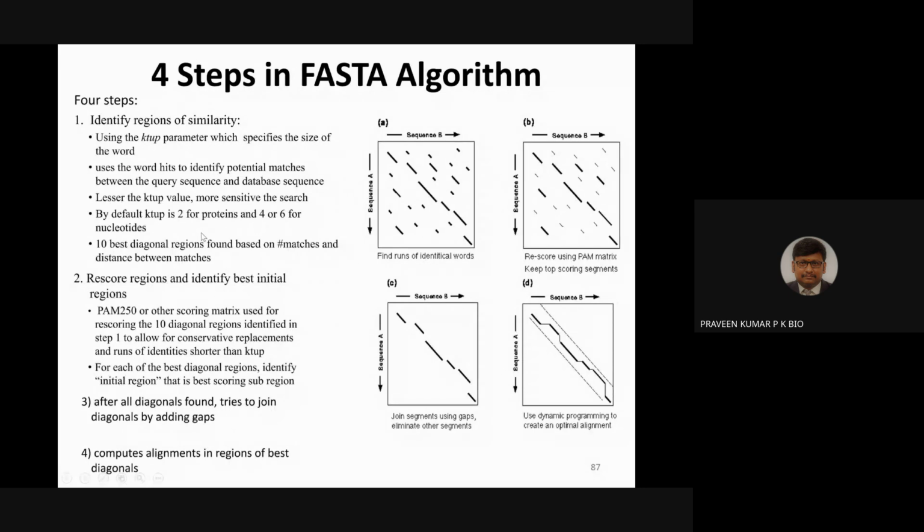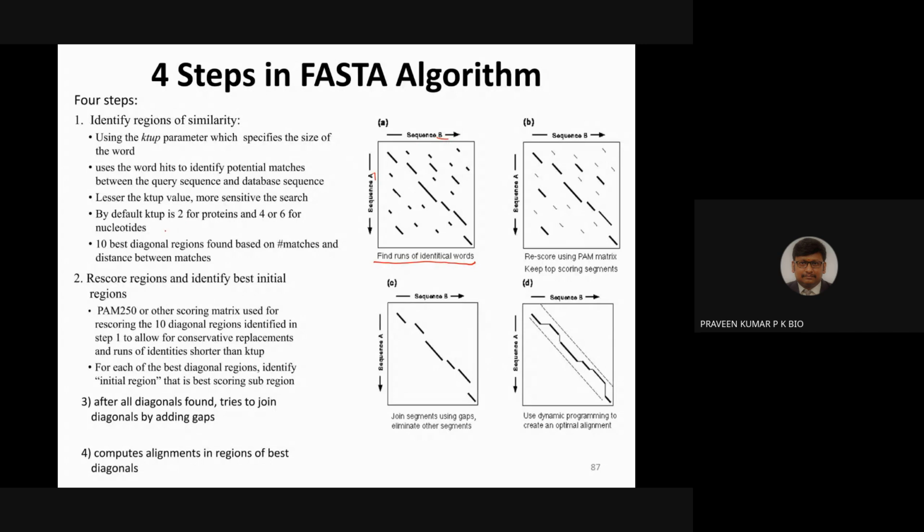If you see this, the first step is to identify regions of similarity. If you compare sequence A and sequence B, wherever you find matches, for example, if you have a sequence from top to bottom, and here you have another in the form of columns, wherever you have matches, you use dots. If you join the dots, you get these lines, like you are using a dot matrix method. So in the first step, that is what we call finding runs of identical words.